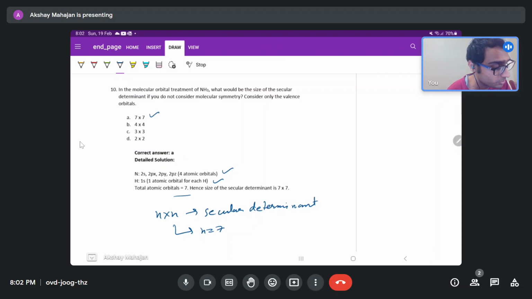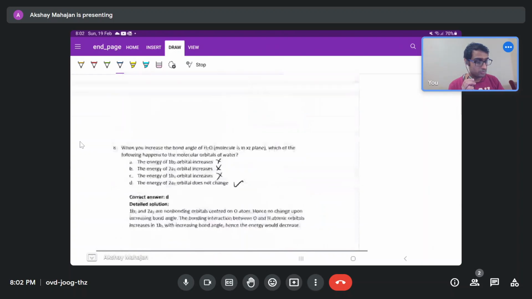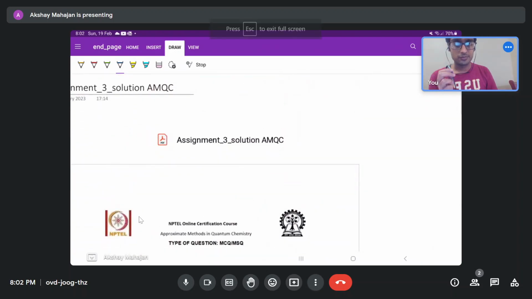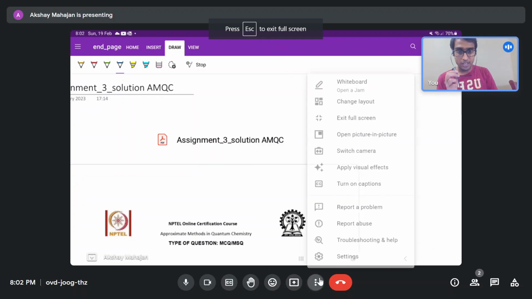If you do not consider symmetry, then our secular determinant will be of 7 by 7. This is just a quick overview of the assignment, and that's all the time we have for this session.